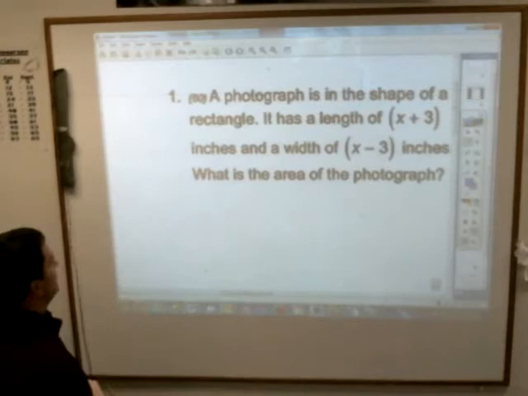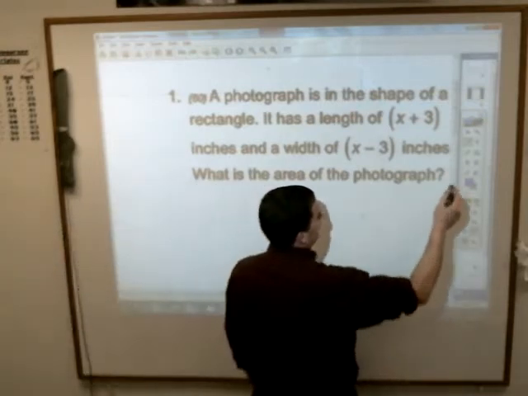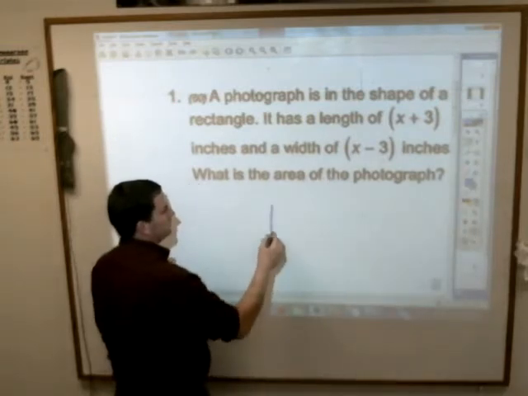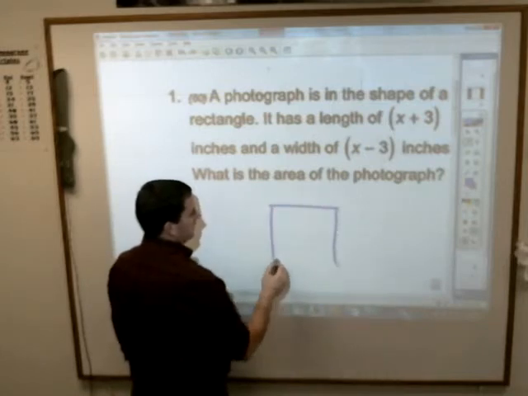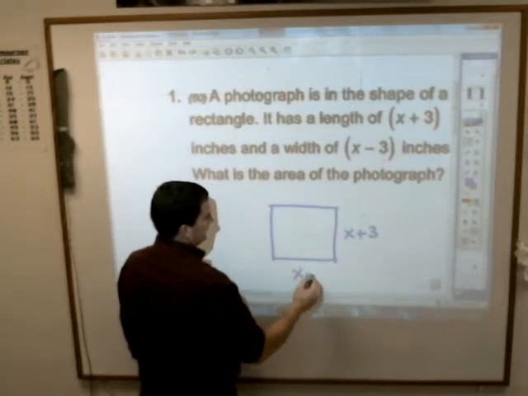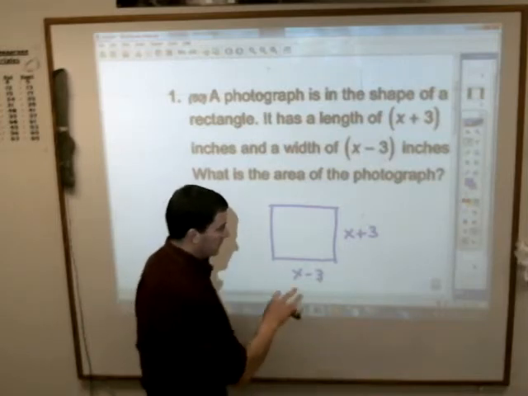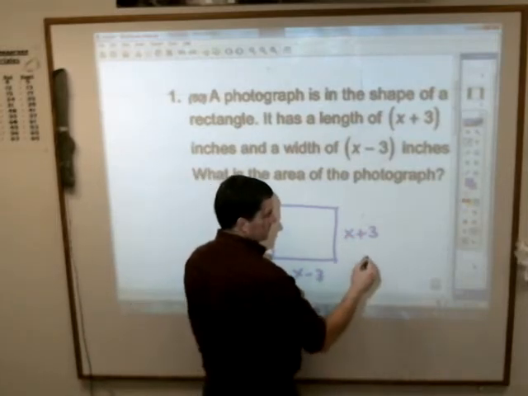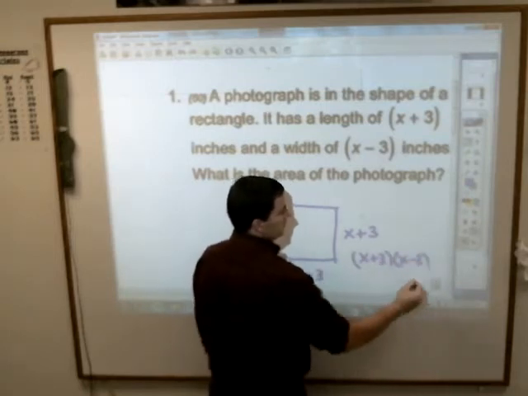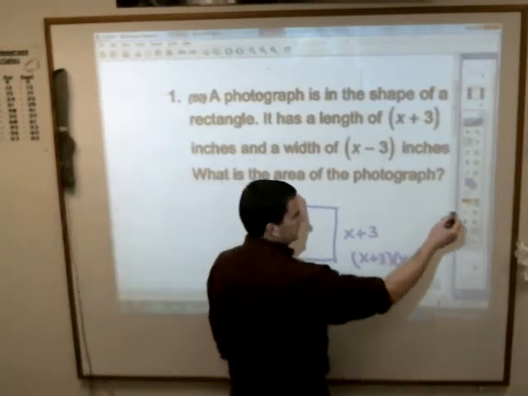A photograph in the shape of a rectangle has a length of x plus 3 inches and a width of x minus 3. What is the area of the photograph? So you drew the photograph, wrote its dimensions, which were x plus 3 times x minus 3, right? And then, in order to find the area of that, what do you have to do? Multiply these two together. And when you multiply two binomials together, what do you use? That little FOIL thing.